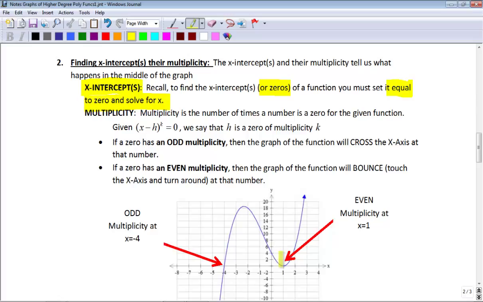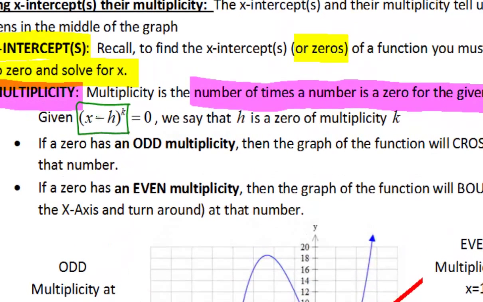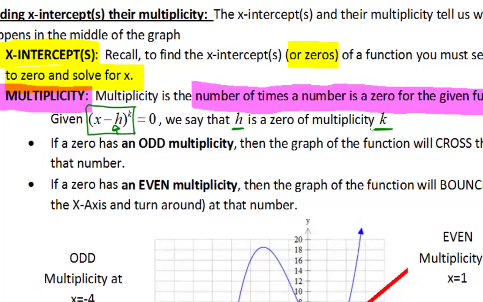All right, well, what about multiplicity? Well, what is multiplicity? Multiplicity might be something new for some of you guys. Multiplicity means the number of times a number is a 0 for your given function. So how many times is that a 0? Let's say that I ask you to solve x minus h raised to the k power is equal to 0. Well, what that means is that this h here is going to be a 0 for this polynomial with a multiplicity of k times.